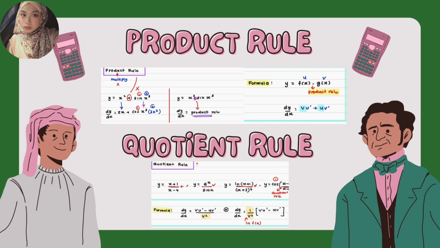For you to understand it better, here's a tip. Always label your function as u and v first. It helps to organize your work. Write the formula before plugging in values to avoid mistakes, and don't forget to add the plus sign, as it is a sum and not a difference.